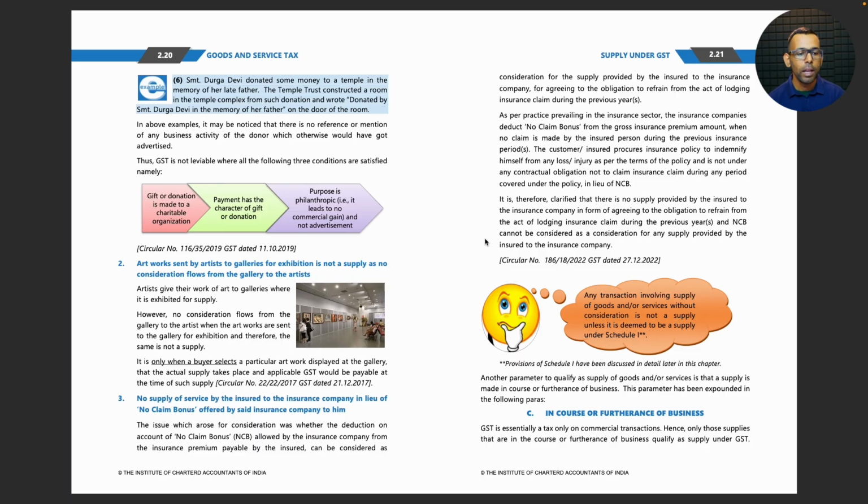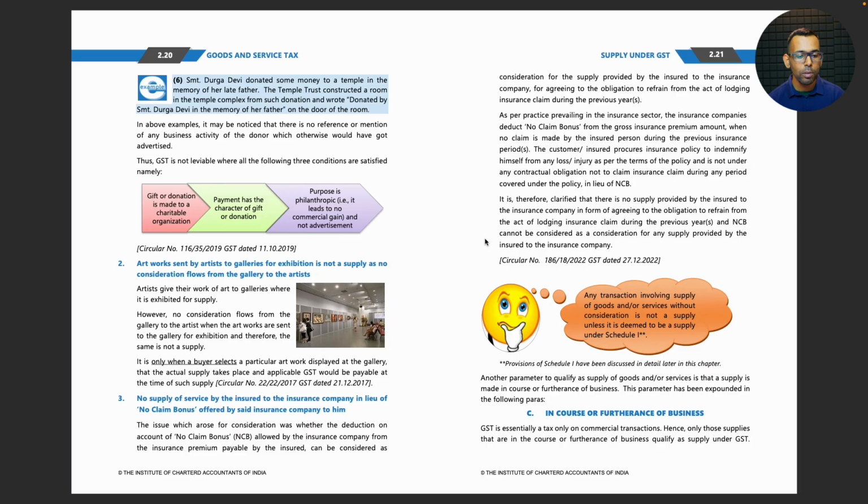Okay. Therefore, GST is not leviable where all the following 3 conditions are satisfied. Gift is made, payment has the character of gift or donation, and purpose is philanthropic, and there is no other reciprocation that is to be expected. There is no quid pro quo.